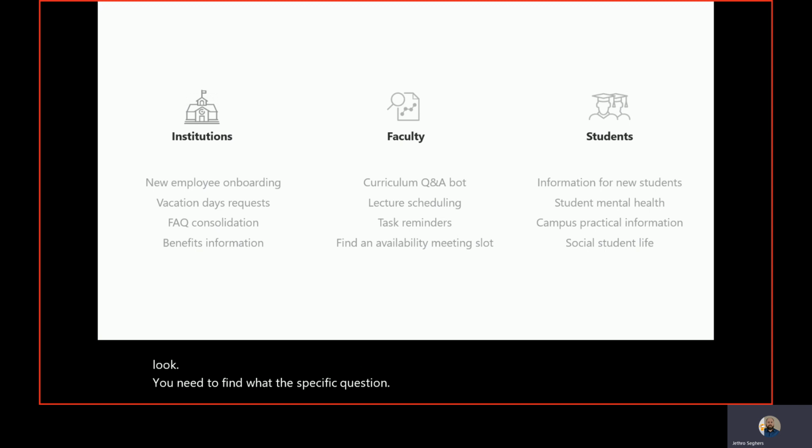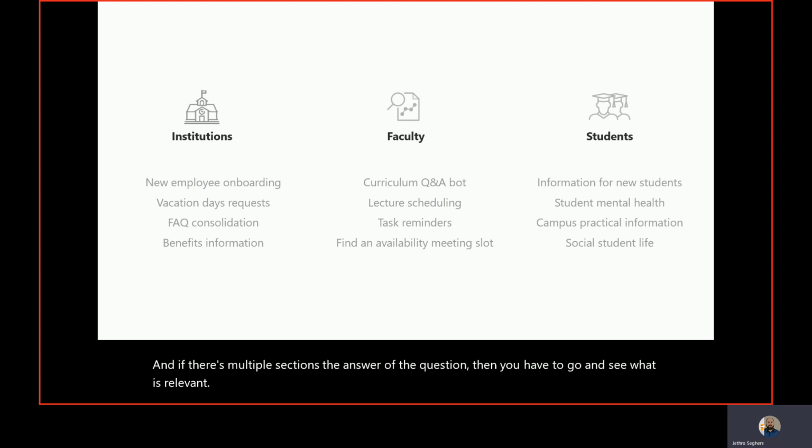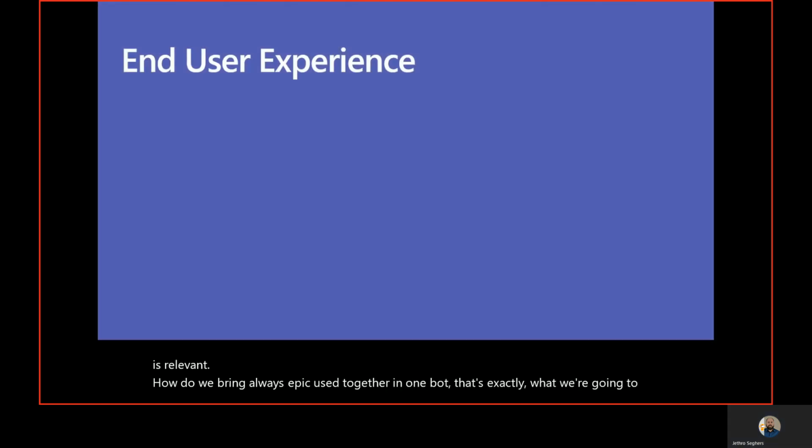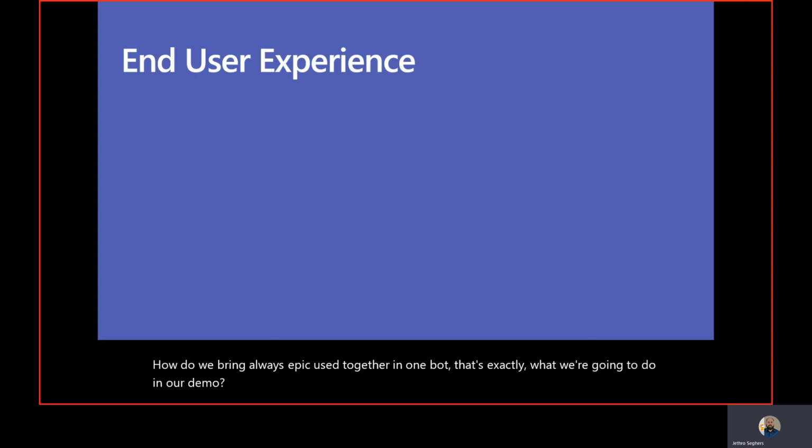And if there are multiple sections in the answer to the question, then you have to go in and see what is relevant to you. How do we bring all these FAQs together in one bot? That's exactly what we're going to do in our demo. So what does it look like from an end user perspective?